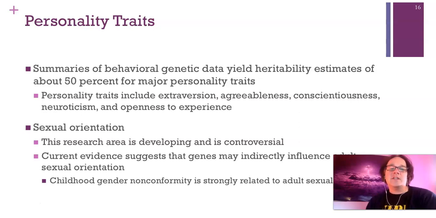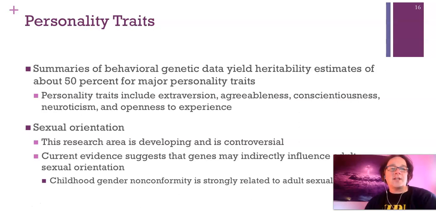Current evidence suggests that genes may indirectly influence adult sexual orientation, but this goes with pretty much everything in terms of how genes have their influence. It's indirectly, right? So there's some evidence to suggest there might be a genetic component here. When it comes to what kind of traits might be related to sexual orientation in adulthood, it seems that childhood gender nonconformity is strongly related to adult sexual orientation.